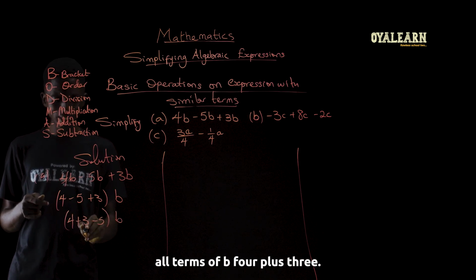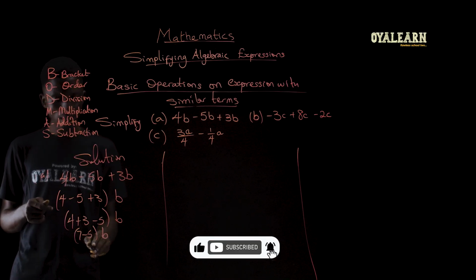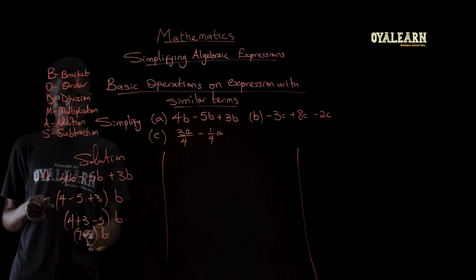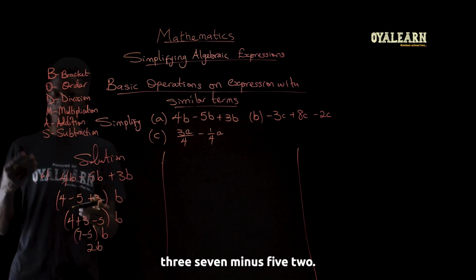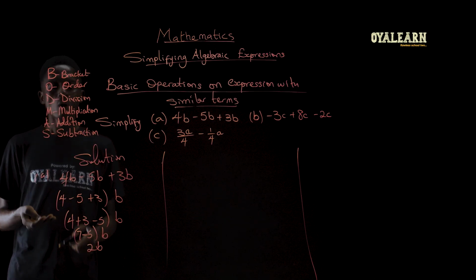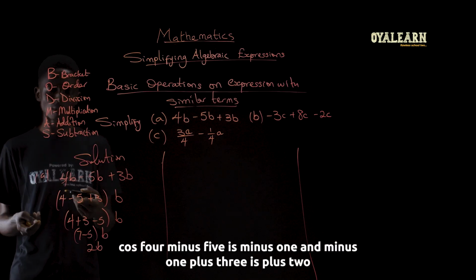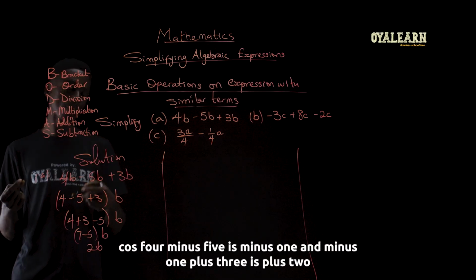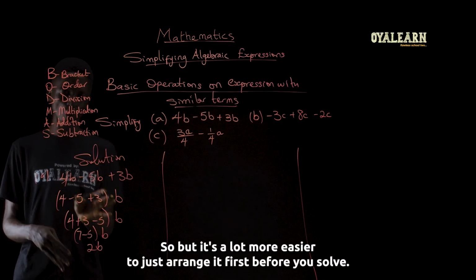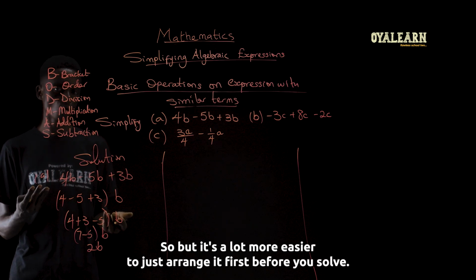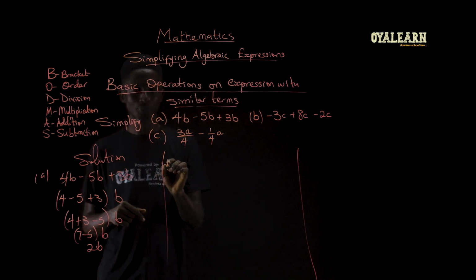4 plus 3 gives you 7, minus 5 as terms of b, and 7 minus 5 will give you 2, so 2b. Another way to do that is to say 4 plus 3, 7 minus 5, 2. However, if you go straight along the line, you will still get the same thing, because 4 minus 5 is minus 1, and minus 1 plus 3 is plus 2. But it's a lot easier to just arrange it first before you solve. Okay, now let's get to the second one here.